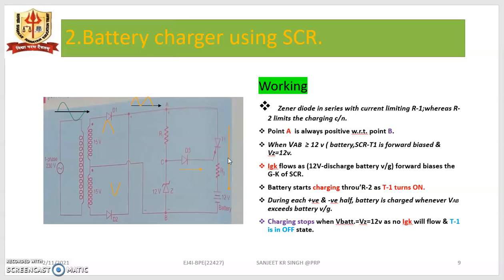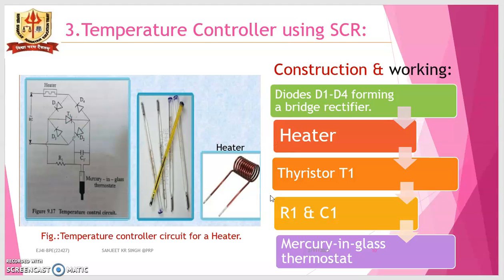So the charging current will be flowing whenever this diode is forward biased and provides the gating pulse, turning on the thyristor T1 here. And when the voltage across this battery develops and becomes equal to 12 volt, then the gate cathode circuit is no more biased, and there won't be gate current flowing, and T1 is turned to off state, and therefore no more charging current will be going through. So this is how it is operated.